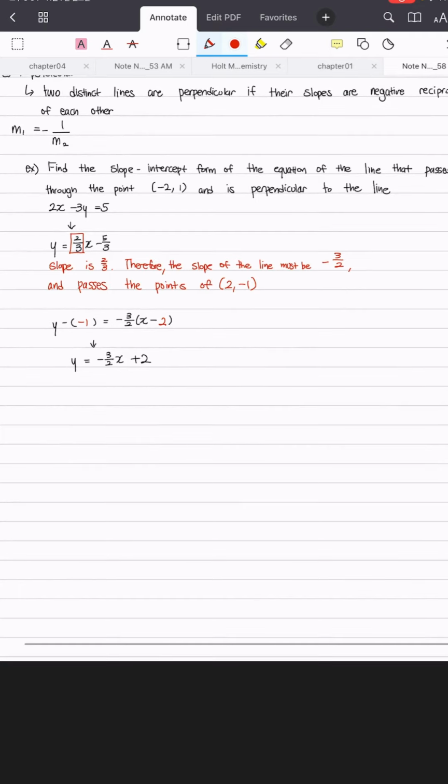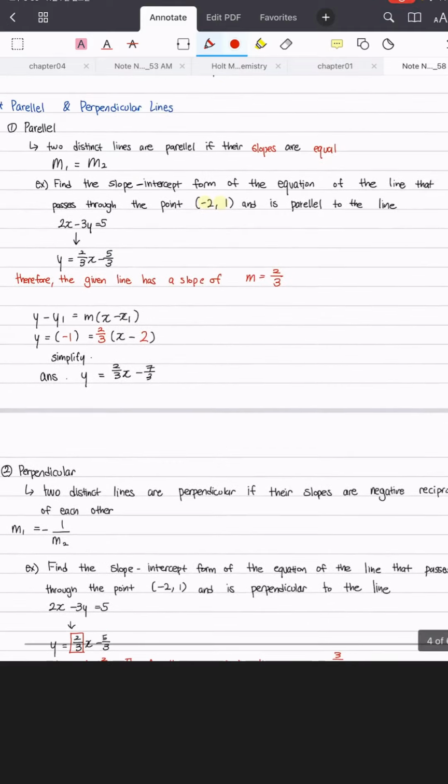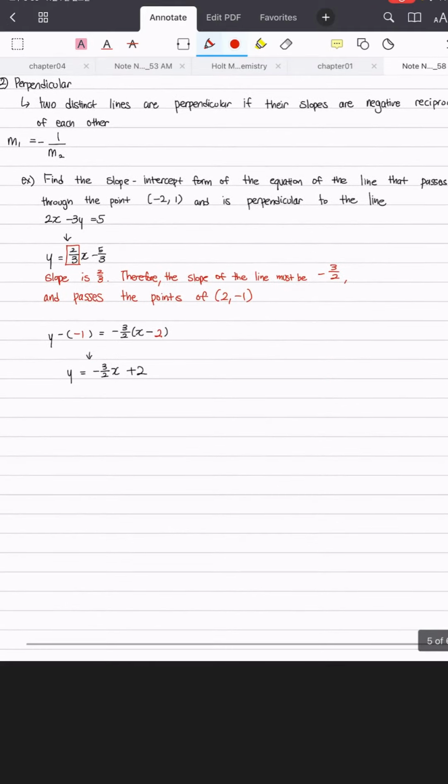Find the slope-intercept form of the equation of the line that passes through the point (-2, 1) and is perpendicular to the line 2x minus 3y equals 5. In order to solve this problem, first we have to do the same step that we did in the previous question by finding the slope of this given form. If I simplify this, it becomes y equals 2/3x minus 5/3. Therefore, we can see that the slope is 2/3.